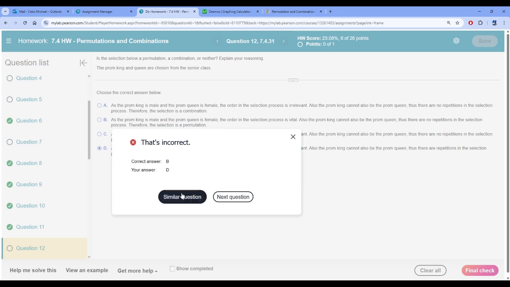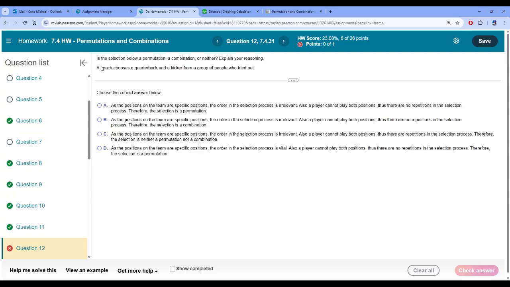All right, let's try it again. A coach chooses a quarterback and a kicker, so it's a permutation because order matters. So it's either A or D. The order also matters for a player. As the positions on the team are specific positions, the order in the selection process is vital.